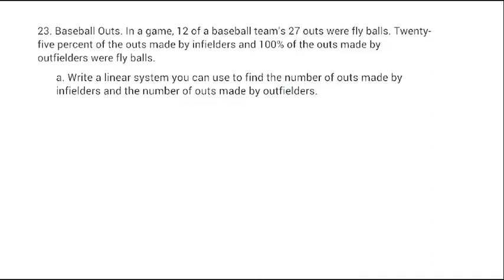The other one I'm going to set up for you. It says, in a game, 12 of the baseball team's 27 outs were fly balls. 25% of the outs made by infielders and 100% of the outs made by outfielders were fly balls. Write a system that I can find the number of outs made by infielders and outfielders. Well, the number of outs by the infielders plus the number of outs by the outfielders has to equal the total number of outs, which was 27.